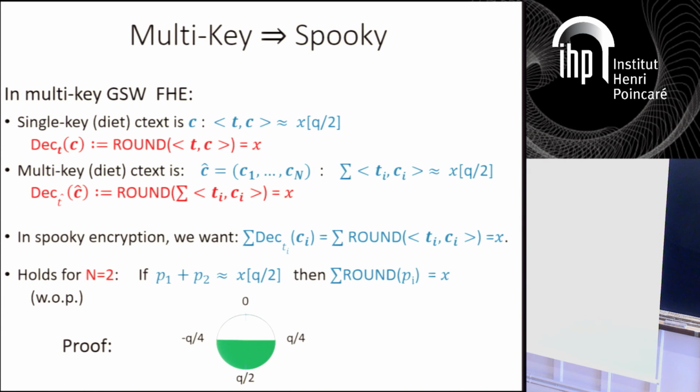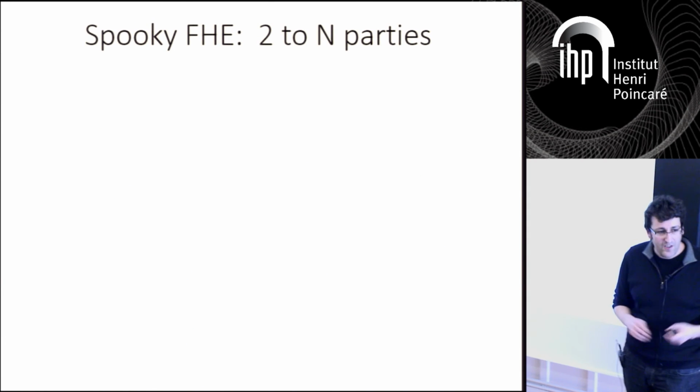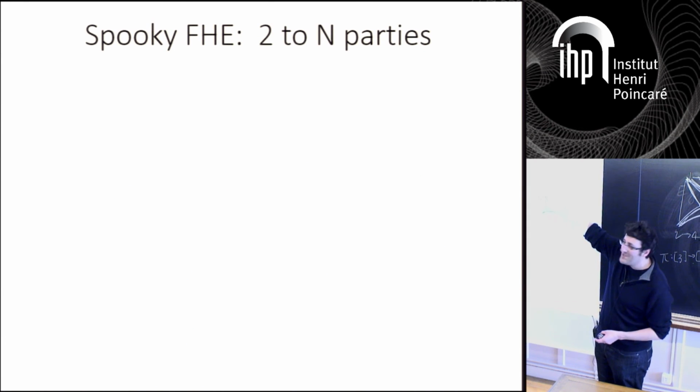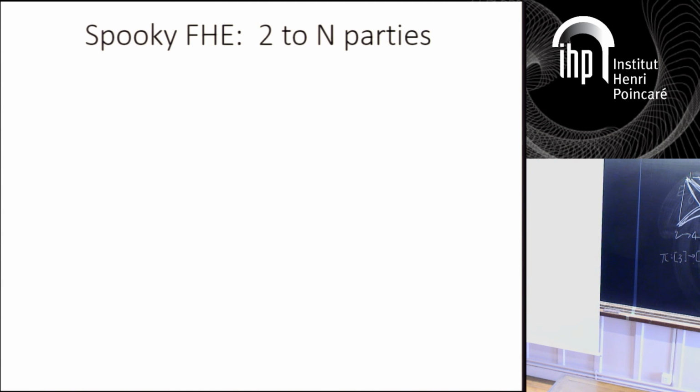Okay, so that works for two parties. I have two-party spooky FHE. I want to do this for any number of parties. And it turns out there's actually a fairly simple trick that lets me go fairly generically from any two-party spooky, this additive function spooky FHE, into n parties, convert from 2 to n.